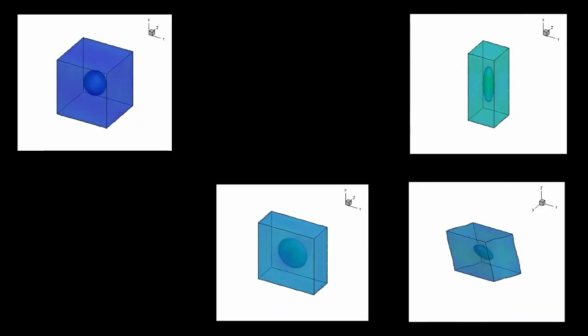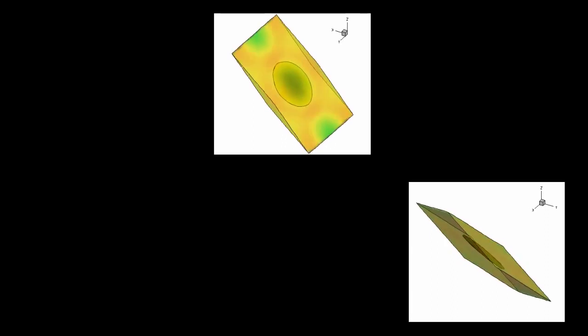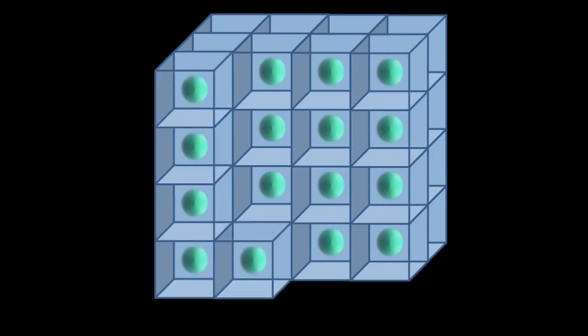In my work, I look at one void at a time, and using a computational model, I look at how it responds to many different loads. I am then able to stitch together the responses of individual voids to understand how the metal will behave on a much larger scale.